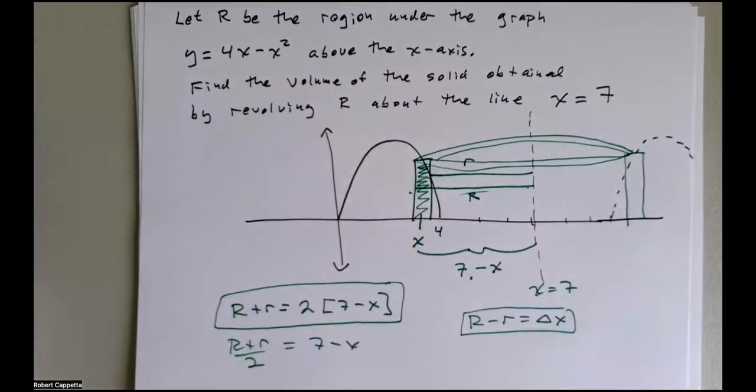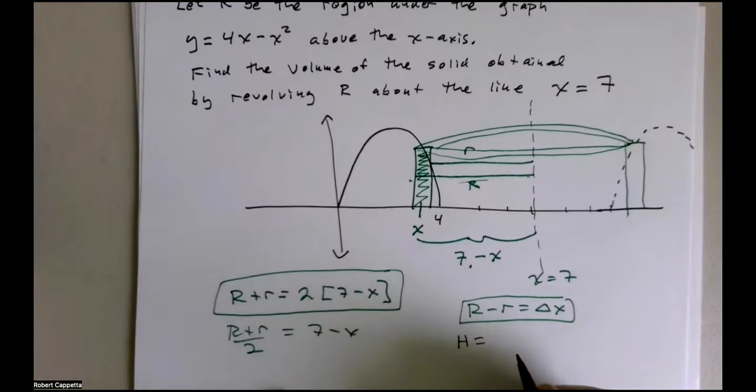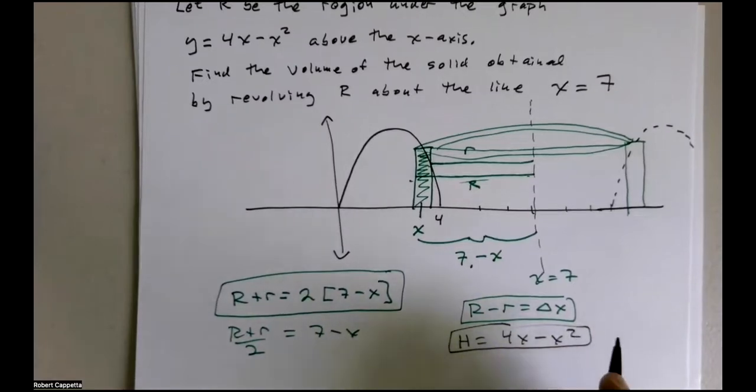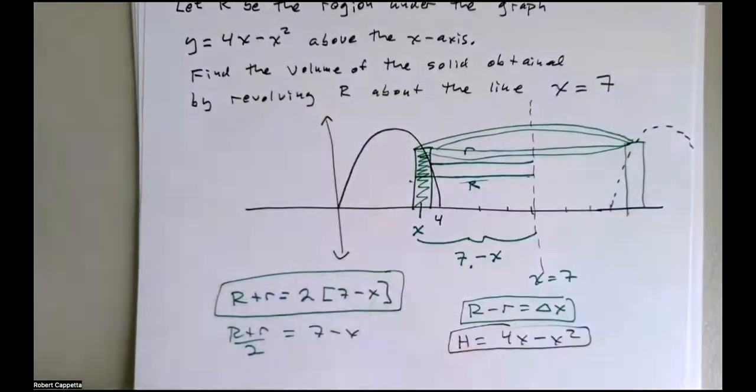So the height of that cylindrical shell is just the value of the function. Almost always that's the case. So the height h is the value of the function, which is what? Which is 4x minus x squared. So this now is enough for me to find the volume of this shell. Then I will find the volume of n shells. Then I will find the volume of an infinite number of shells.